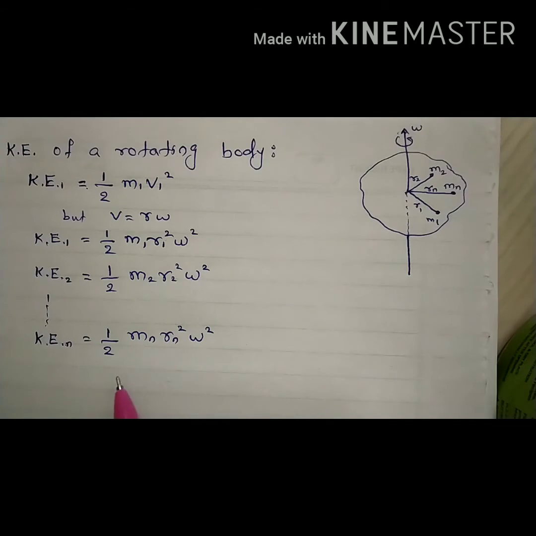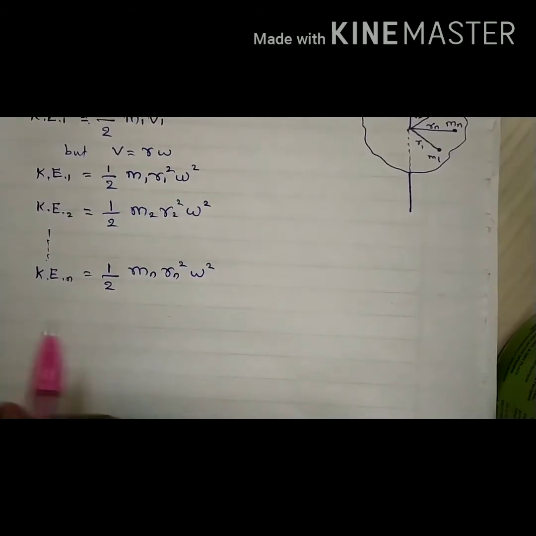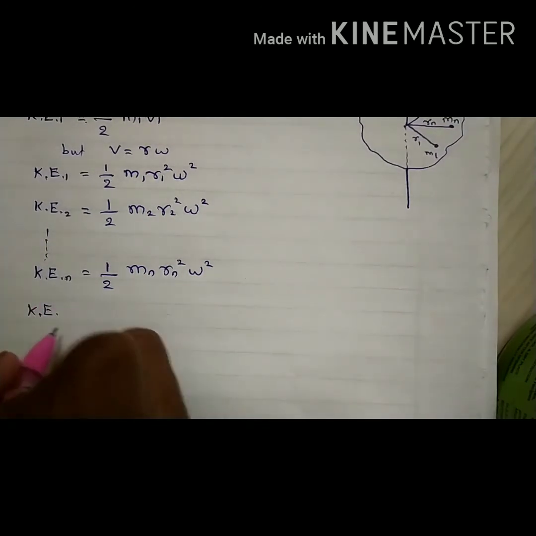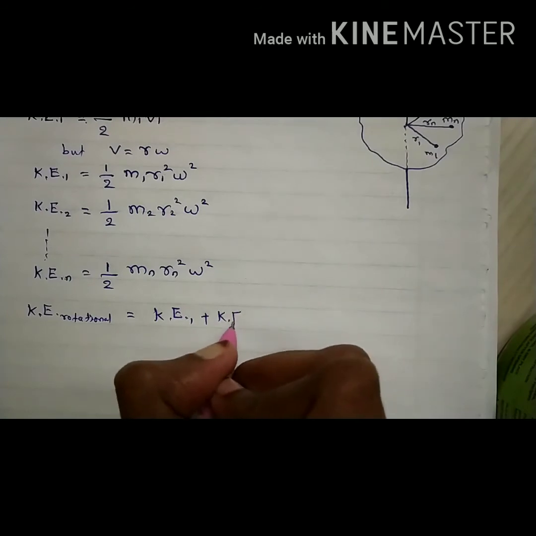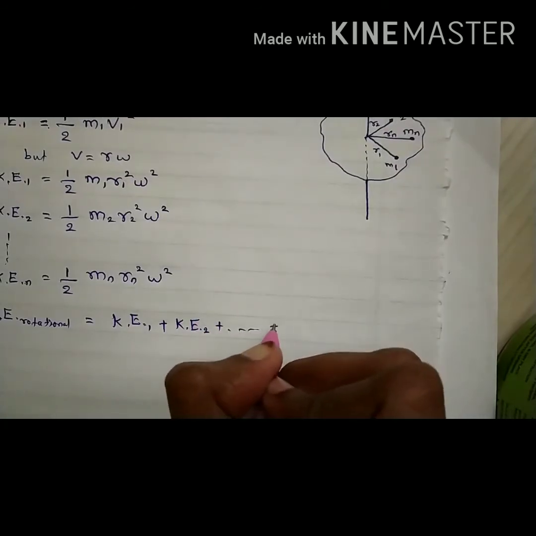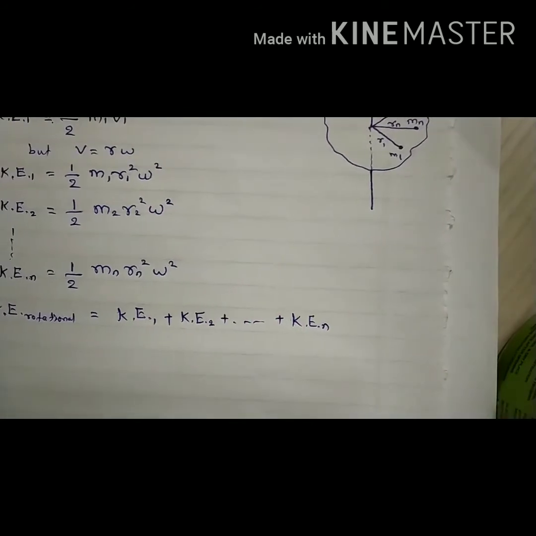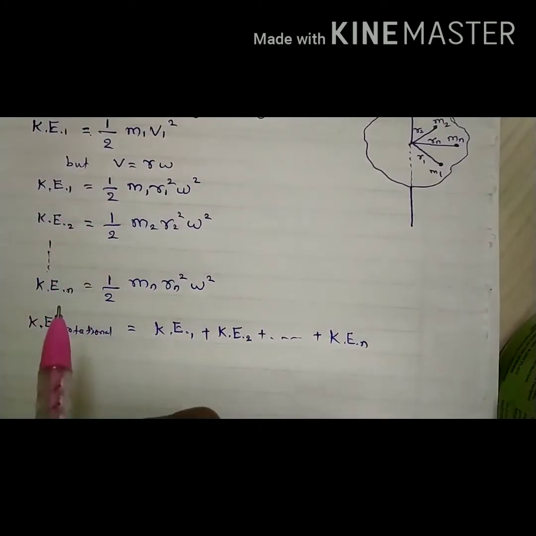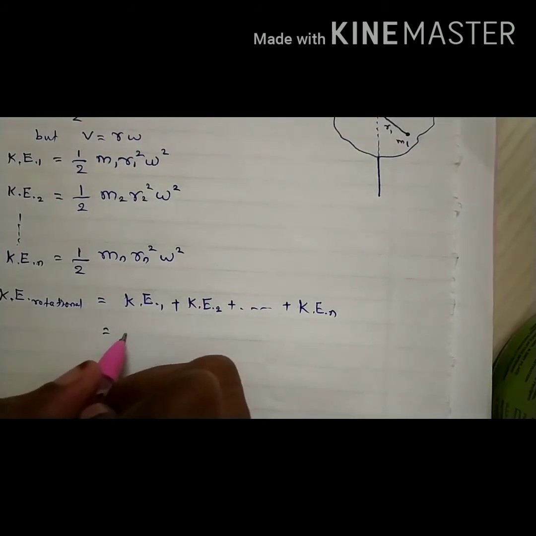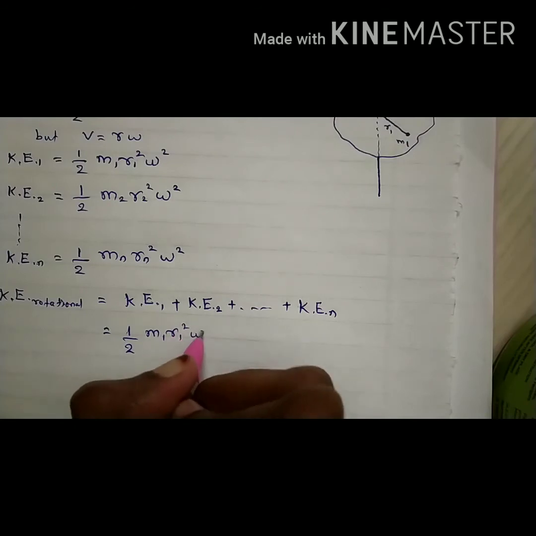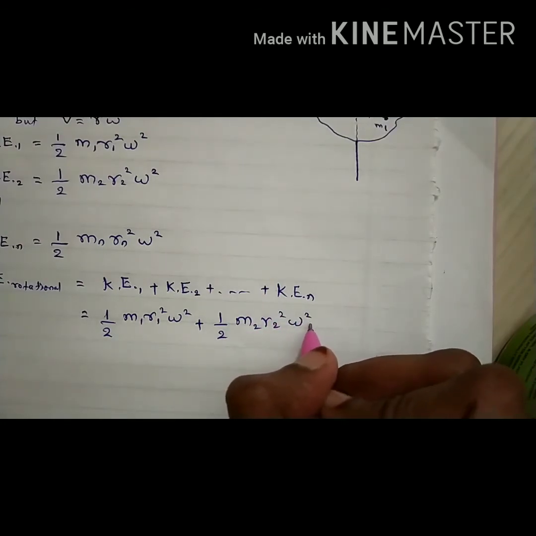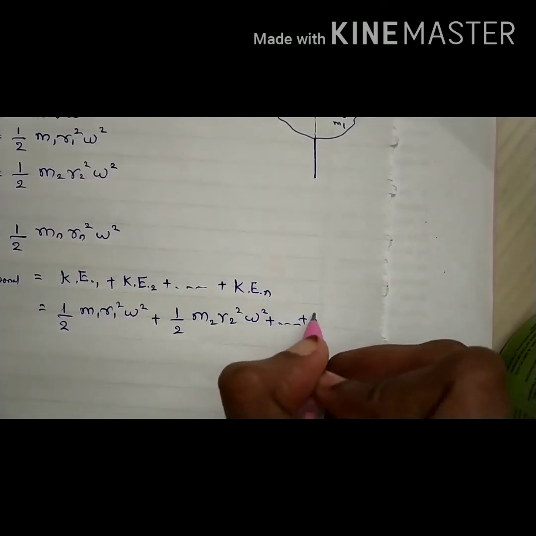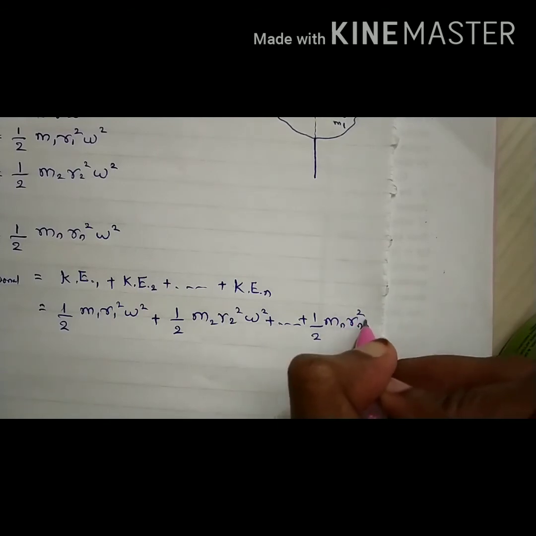Now I have to calculate kinetic energy of this whole rotating body. We denote it as rotational kinetic energy. Rotational kinetic energy is equal to kinetic energy for particle of mass m1 plus kinetic energy for particle of mass m2 plus up to kinetic energy of particle of mass mn. Putting all the values here, it is equal to half m1 r1 square omega square plus half m2 r2 square omega square plus and so on, plus half mn rn square omega square.